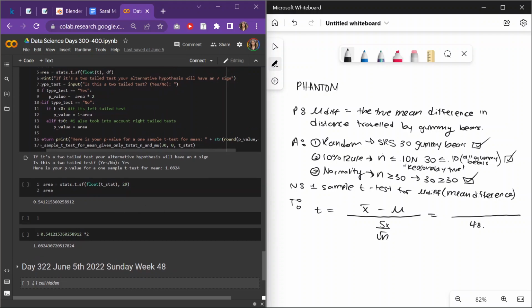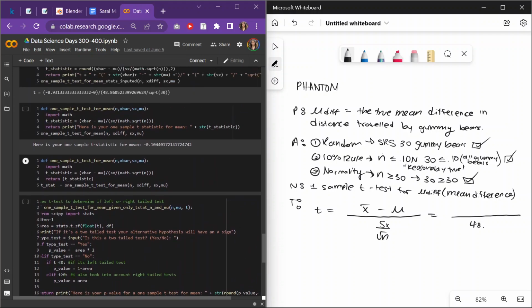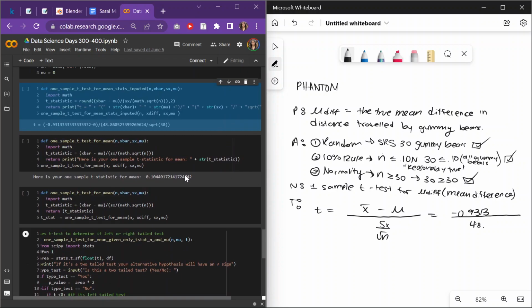Oh no, this is to calculate the t-test. Where's my stuff? Where is it? Okay, it's over here. So I know that this is going to end up being negative 0.9313. I'm rounding it to 4 decimal places. I'm getting this from this selection right here.